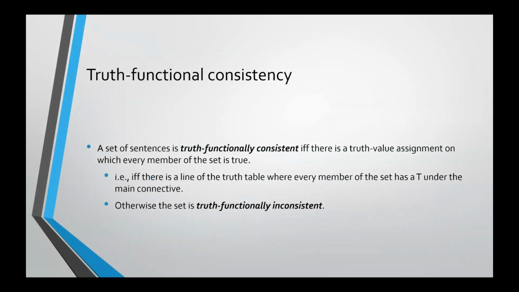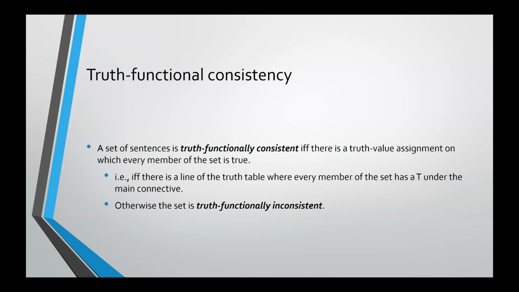So the next property we'll look at is truth functional consistency. This applies to sets of sentences of SL. So a set of sentences is truth functionally consistent if and only if there's a truth value assignment on which every member of the set is true. So the way that you test for this is you take every member of the set, you put them all in the same truth table, and generate the table, and then look to see if there's a line where every member of the set has a T under the main connective.